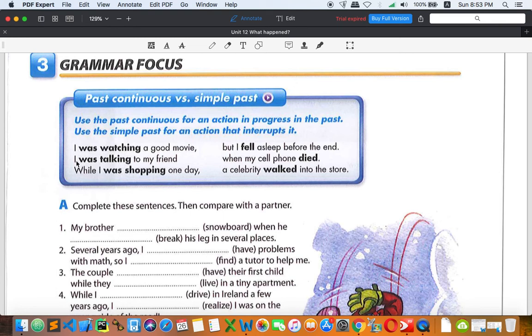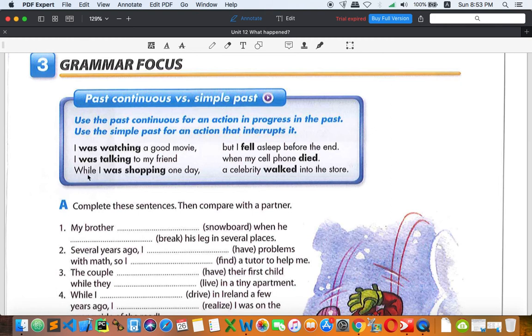Another example is: I was talking to my friend when my phone died. When my cell phone died, just like you were at that time talking to your friend, and then you didn't take a look at the battery, you were running out of battery, so that's gone for the conversation. So this past simple right here interrupts past continuous.